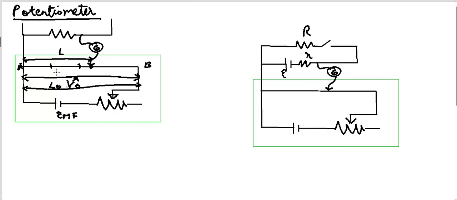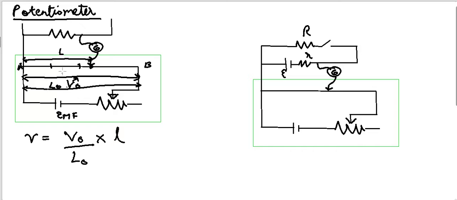Because the potential drop is proportional to the length of the wire, the potential drop across any length L will be given by V equals V naught divided by L naught, times L.